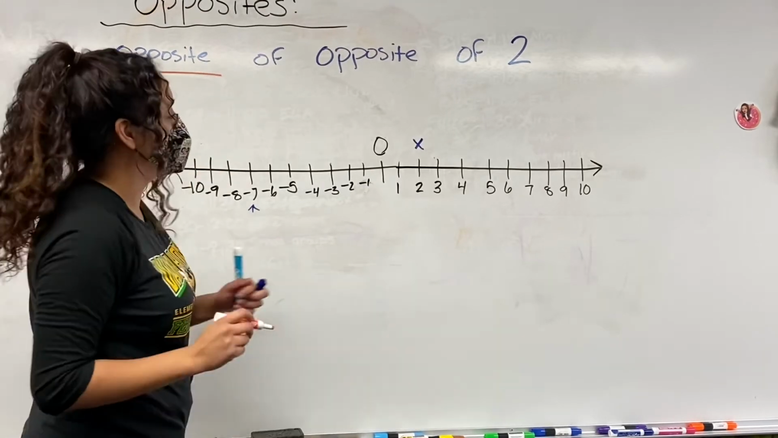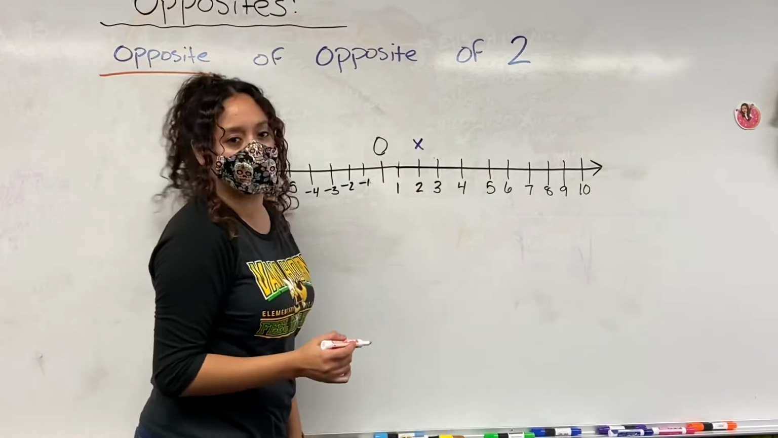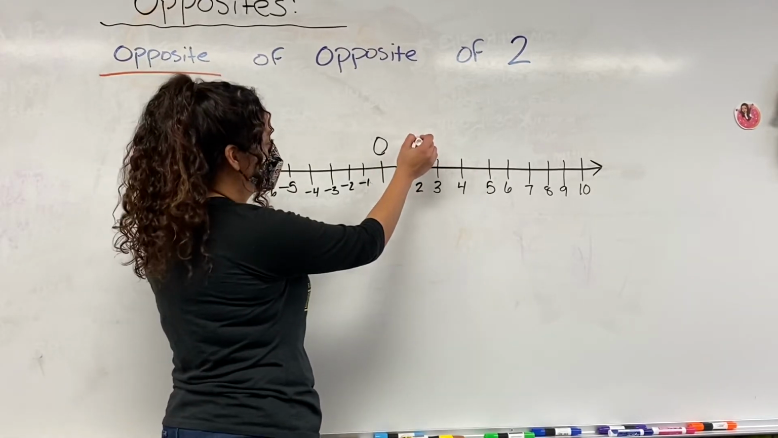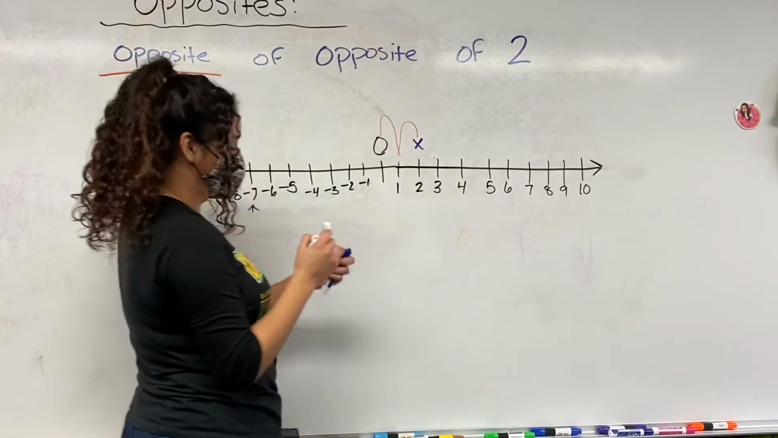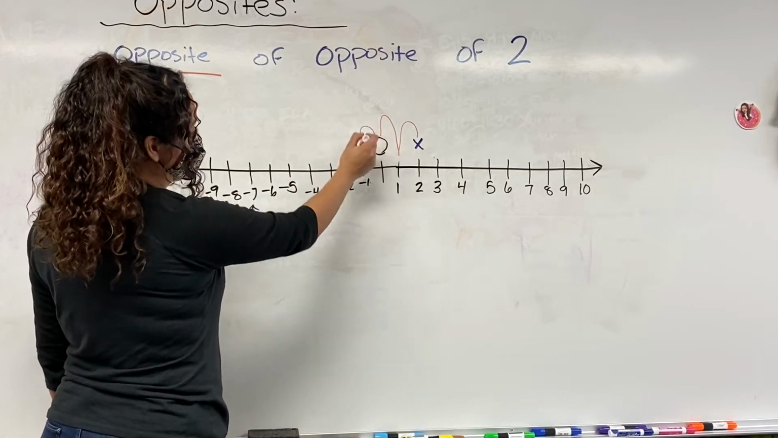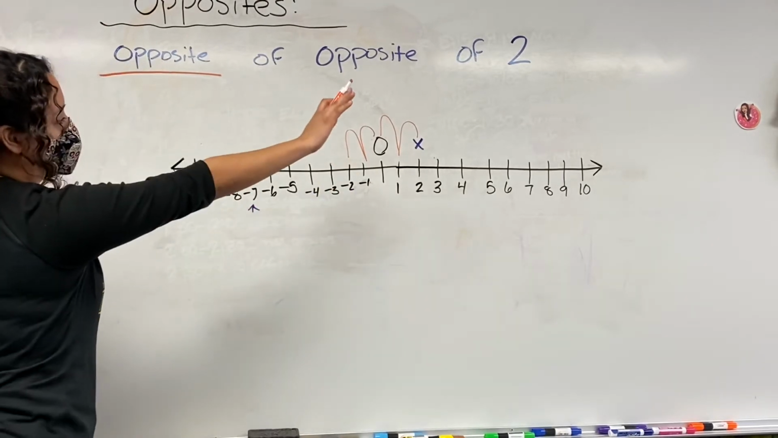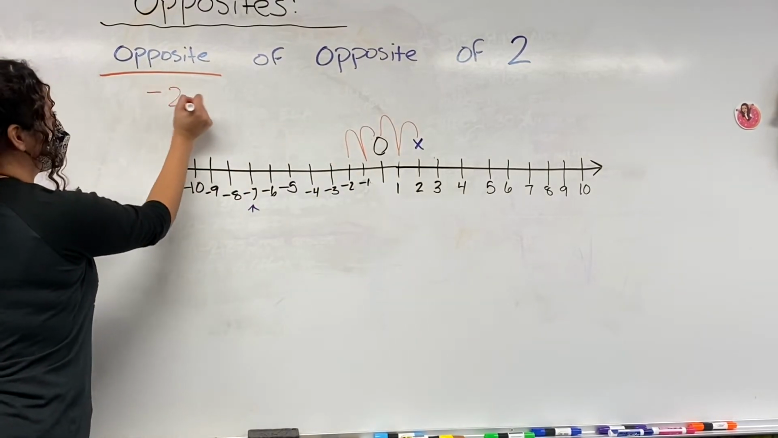Alright, so I'm going to find the first opposite of 2. So how many bounces does it take me to get to 0? How many spaces? 1, 2. So that means on the opposite side, I need to move 2 spaces as well. 1, 2. So the opposite of 2 is -2.